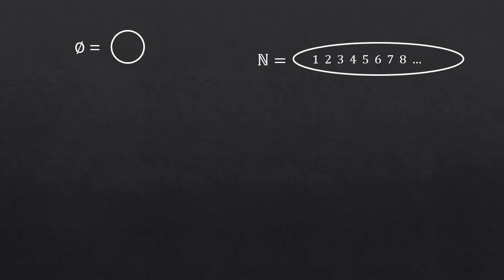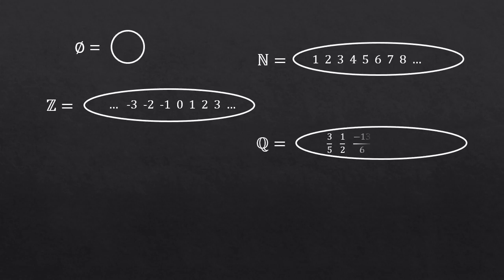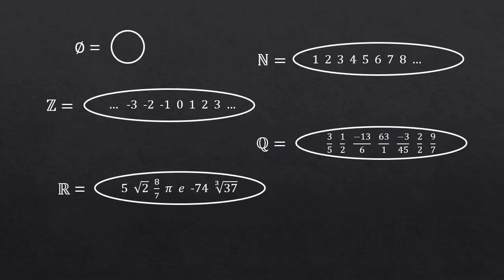We also have special notation for some of the most commonly used sets, such as the empty set. This is a set with no elements at all. The natural numbers. This is a set of all positive whole numbers like 1, 2, 3, and so on. The integers. This is the same as the natural numbers, but with the negative numbers and 0 added in. The rational numbers. This is the set of all fractions. The real numbers. This is the set of all numbers including fractions and so on, but also numbers that cannot be written as fractions, such as pi and e.